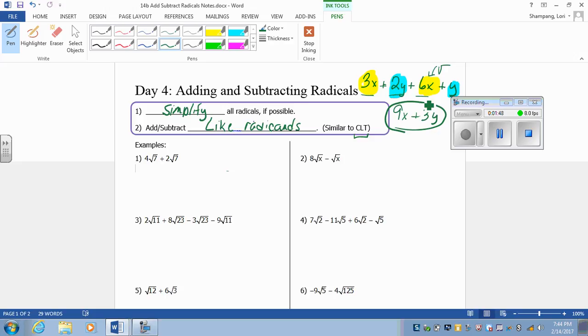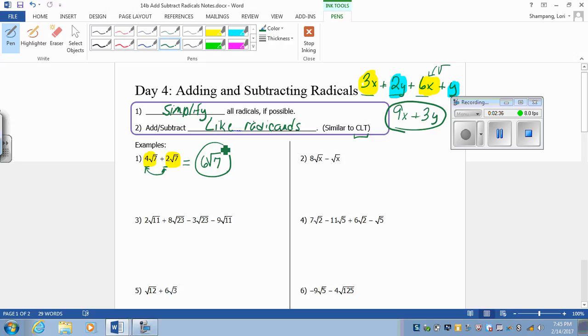The first one is 4 times the square root of 7 plus 2 times the square root of 7. In this example, we have two radicals, and they have the same radicand. That means we can combine them by adding the numbers that are outside the radical. That gives me 6, which is the sum of 4 plus 2, times the square root of 7. When we add and subtract radicals, we're not changing the radicand whatsoever. We're just adding or subtracting the numbers outside the radicals, or coefficients, if you want to refer to those that way. So my first answer is 6 times the square root of 7.